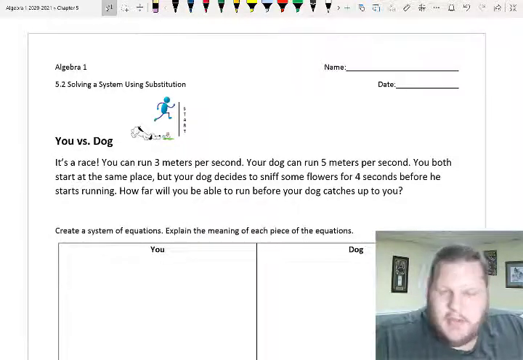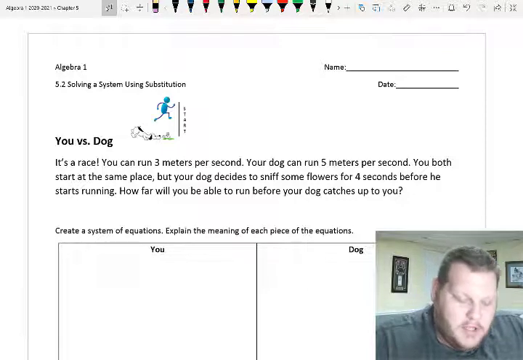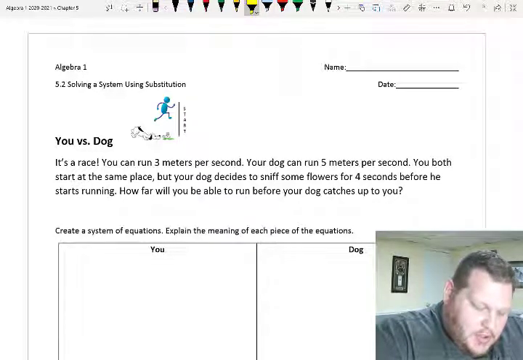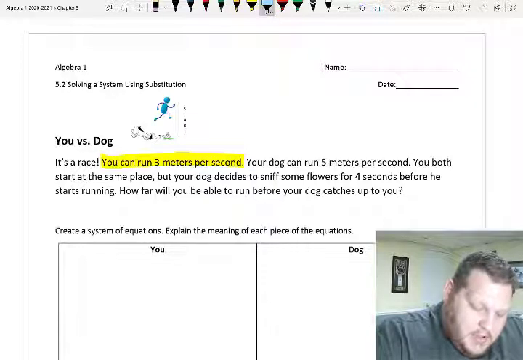You decided you were having some fun in the backyard and you were going to race your dog. You know that you can run 3 meters per second. Let's go ahead and start highlighting some information. You can run 3 meters per second. Your dog can run 5 meters per second.